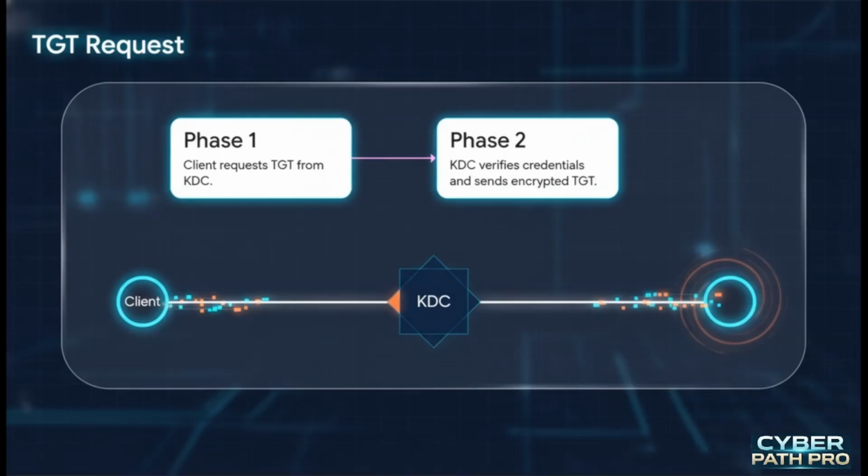Let's look at phases 1 and 2. The client explicitly requests a ticket-granting ticket, a TGT, from the Key Distribution Center, or KDC. The KDC then verifies the user's credentials. If everything looks good, it securely fires back an encrypted TGT and a session key. That TGT is actually encrypted using the ticket granting service's secret key, and your client just quietly stores it locally. It's this incredibly secure, totally invisible process for the end user.